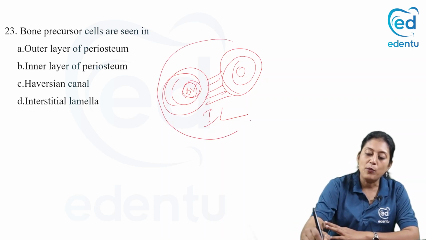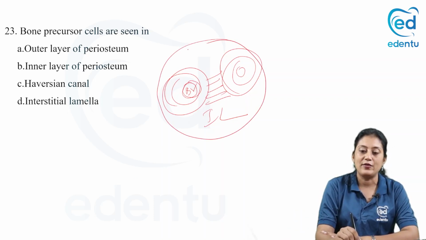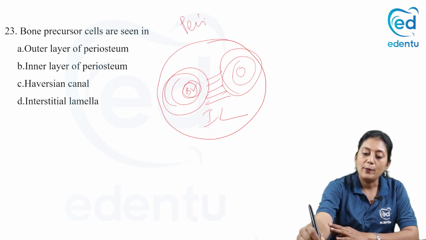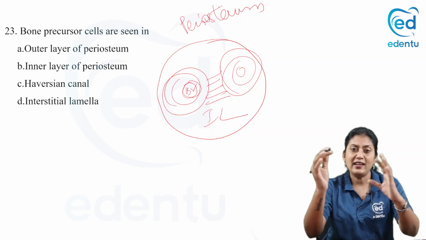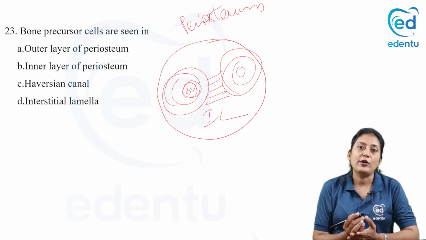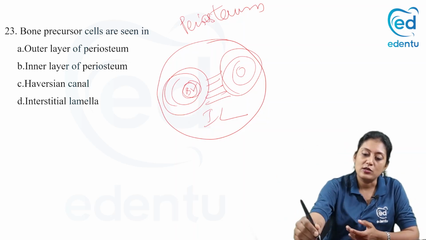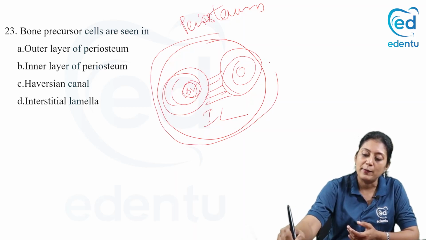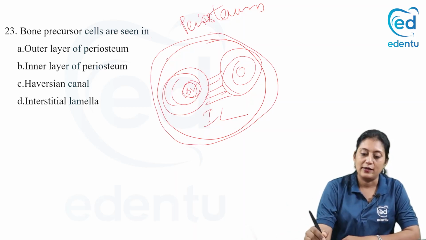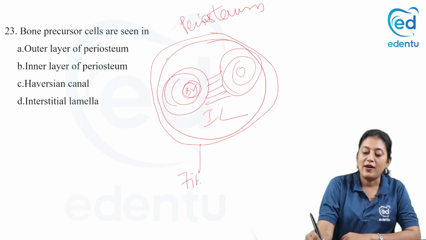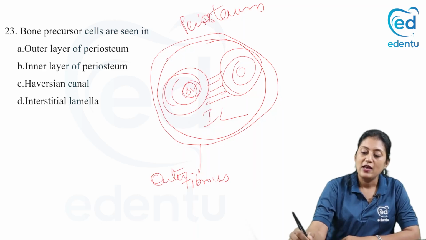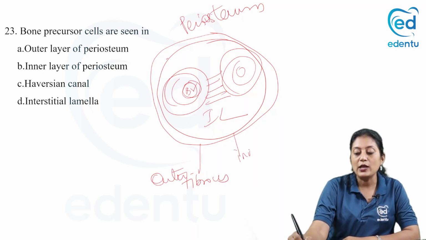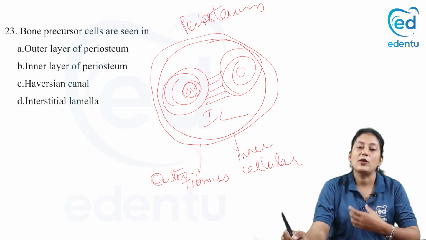Now the entire bone is surrounded by a protective covering called periosteum. Peri means surrounding, osteum means bone. So the entire bone is surrounded by a protective connective tissue covering called periosteum. Periosteum is a double-layered membrane, inner layer and outer layer. The outer layer is called the fibrous layer because it has a lot of collagen fibers, whereas the inner layer is called the cellular layer because it has osteoprogenitor cells or precursor cells.